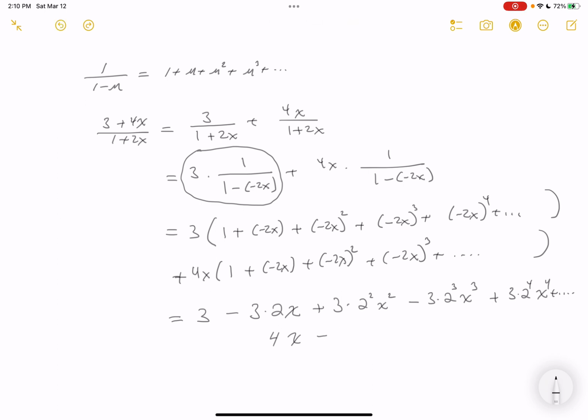It's going to be minus, isn't it? Minus 4 times 2x squared. And then we can get plus 4 times 2 squared x cubed. And then we get minus 4 times 2 cubed x to the 4.